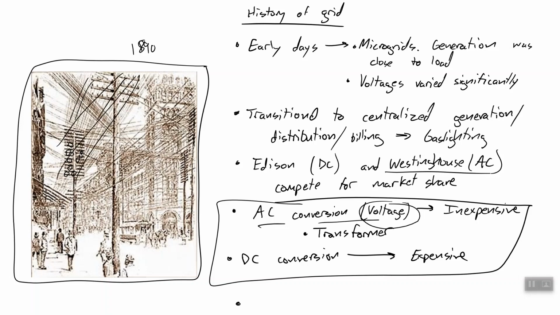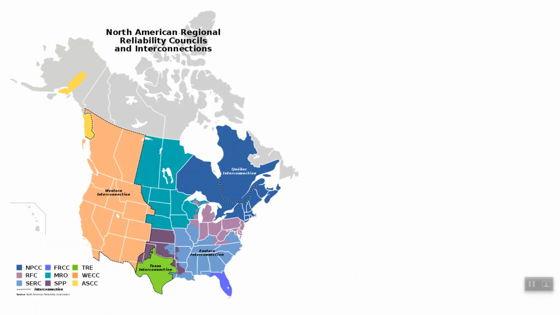Okay, and this led to ultra centralized generation. Once we had alternating current and we had a bit of a monopoly, then it made sense to make just a huge power plant and send that power at very large voltages, which we can convert easily, out to the rest of the country. Okay, but let's talk about the grid today.